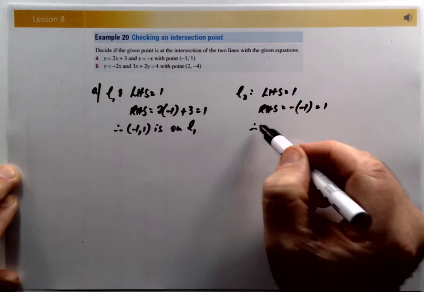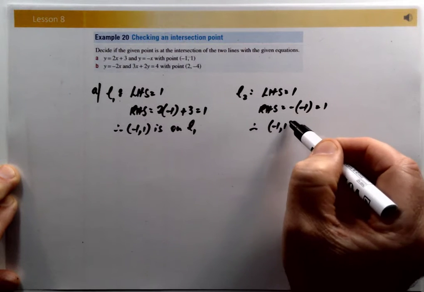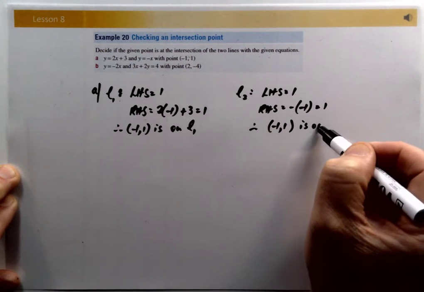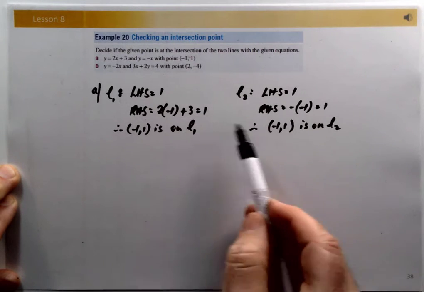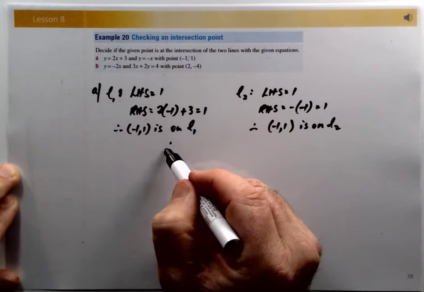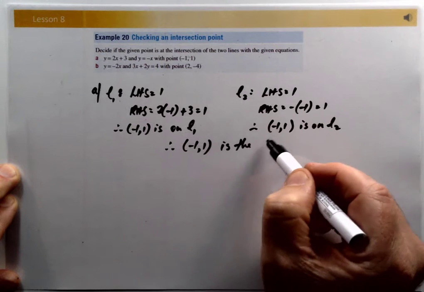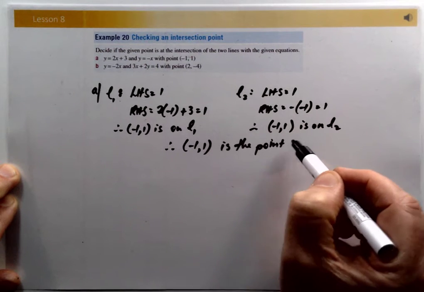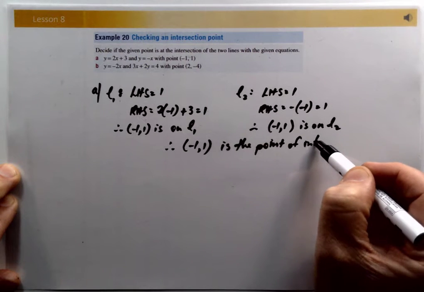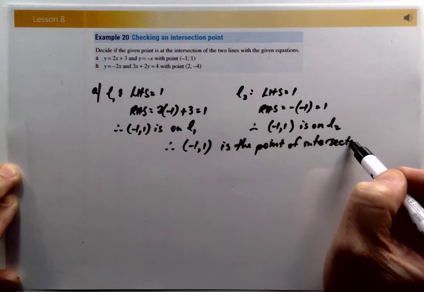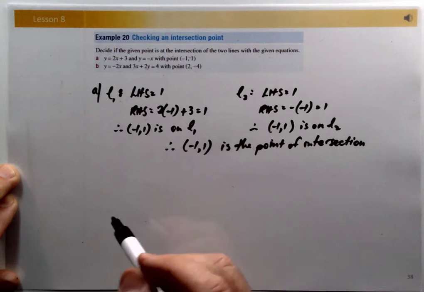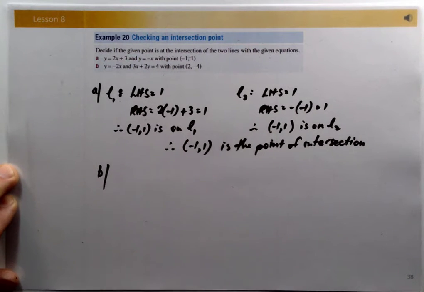Again, it's on that line as well. So because this point is on both L1 and L2, therefore minus 1, 1 is the point of intersection. Actually, you can just leave it as that, saves writing anything more out.